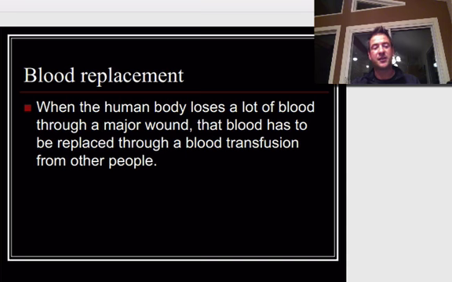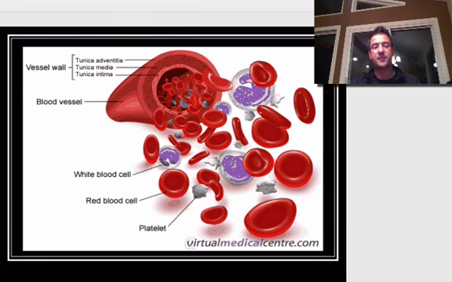But blood is necessary for blood transfusions, and it can save people's lives. So we just take a wall. Or take a wall. I just looked at the vessel wall and decided to say that word. Sorry.